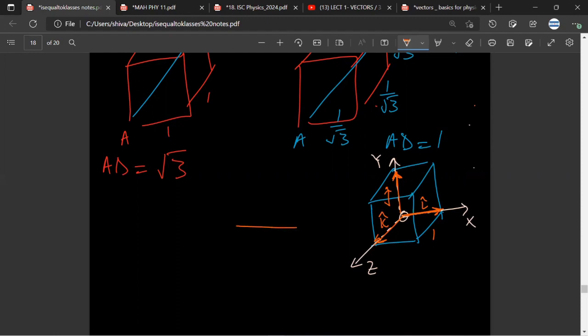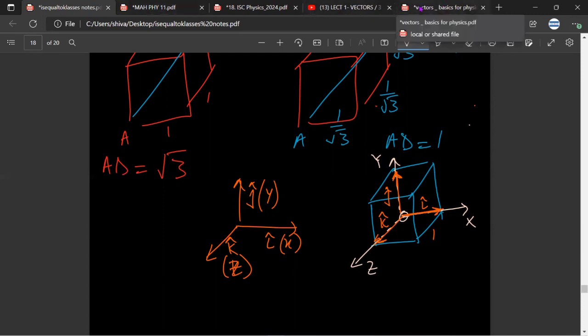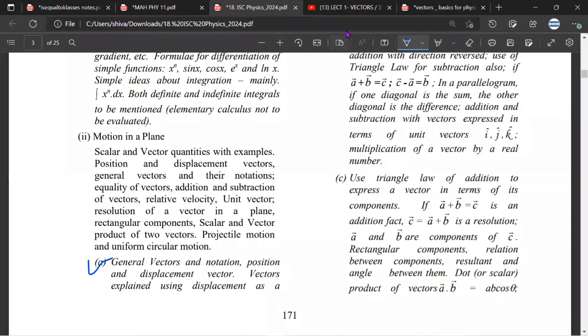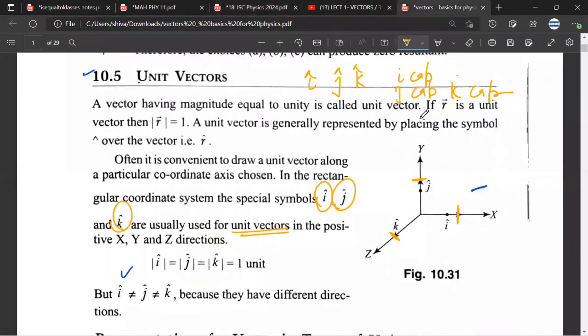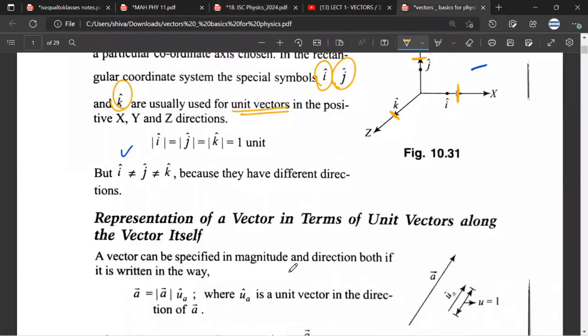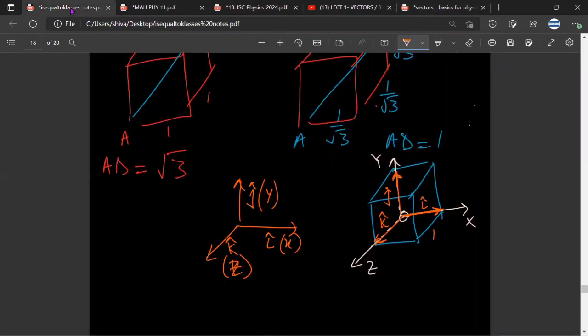So this is i cap, j cap, k cap. Are we clear? Yes. All that we need to understand is that i points towards x, j points towards y, and k points towards z. Are we clear? Yeah. This, in short, is the concept of a unit vector. Are we clear till here? Yes. Okay.